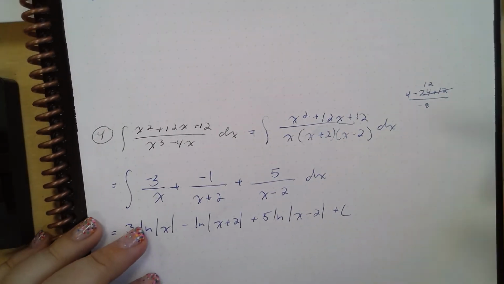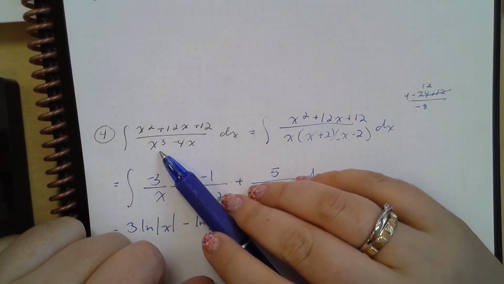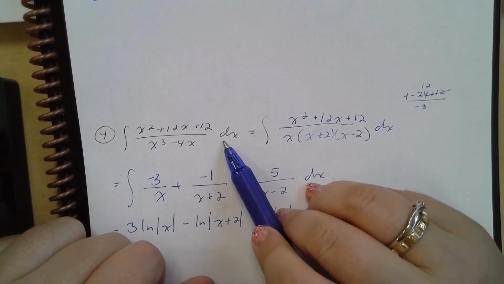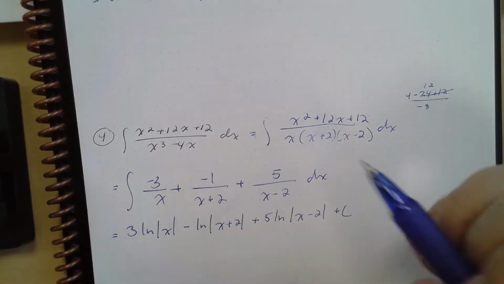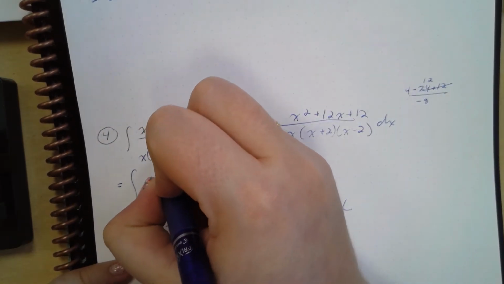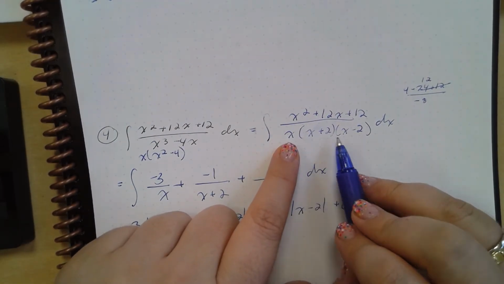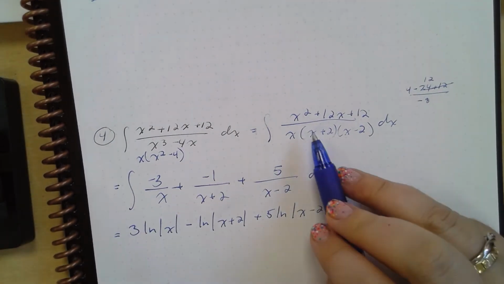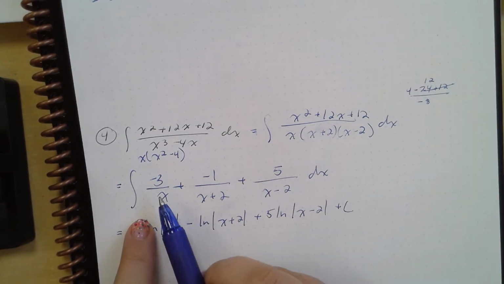Here we've got one that's even longer. We've got x squared plus 12x plus 12 over x cubed minus 4x dx. Well, if I factor my denominator, I'm going to get x times x squared minus 4, which becomes x times x plus 2 times x minus 2. So I can't factor my numerator, but I can separate this out.